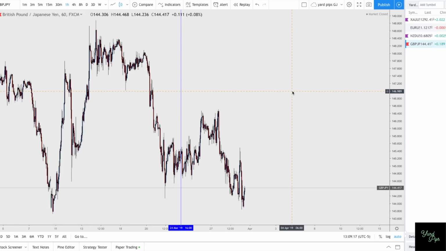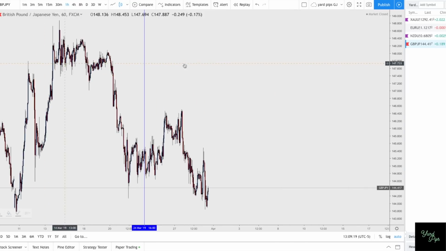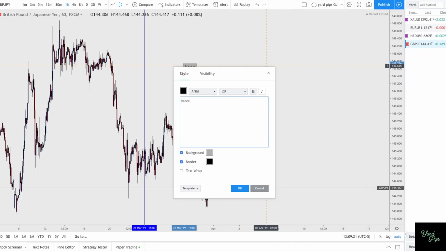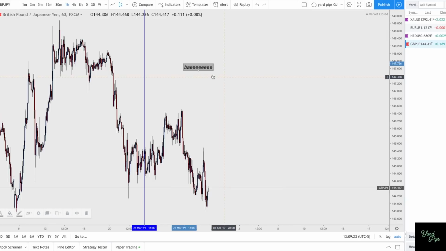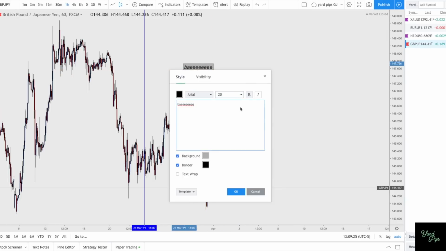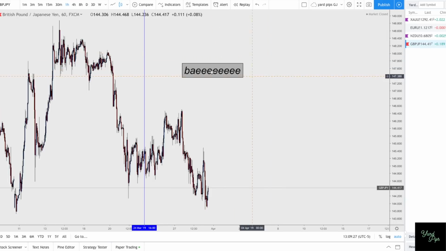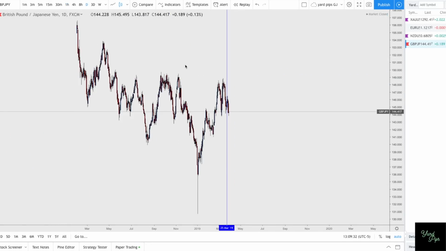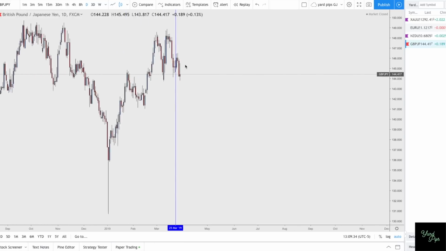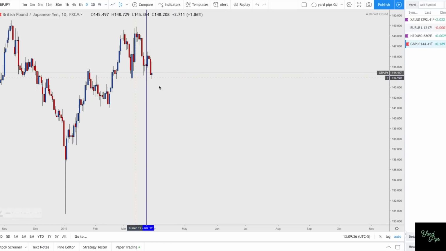Now, GBP JPY, this is bae. Full facts, this pair is bae. This is my favorite pair, right? So looking at it from the daily standpoint, we see that we have some form of support along right here. Resistance, well, there is no major resistance. The last level of major resistance on the daily standpoint was up there.